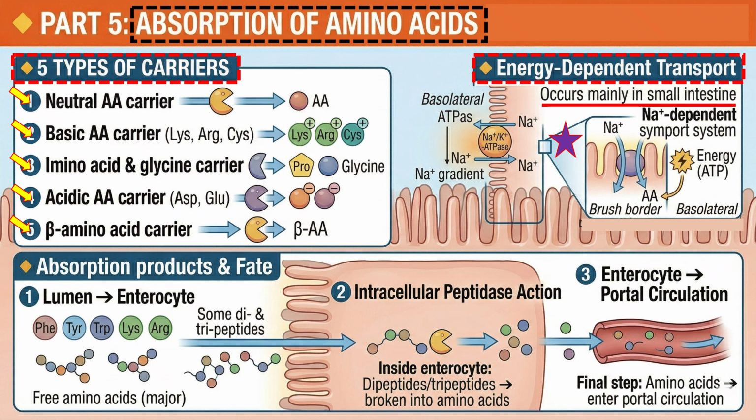Now finally, let's see how the absorption occurs. In step 1, most of the proteins are absorbed as free amino acids and some as dipeptides and tripeptides from the lumen into the enterocyte. Inside the enterocyte, the dipeptides and tripeptides are broken down into amino acids. Now in step 3, these amino acids exit the enterocytes and enter into the portal circulation, and from there they go into the liver.